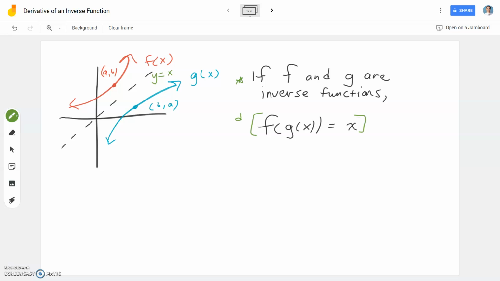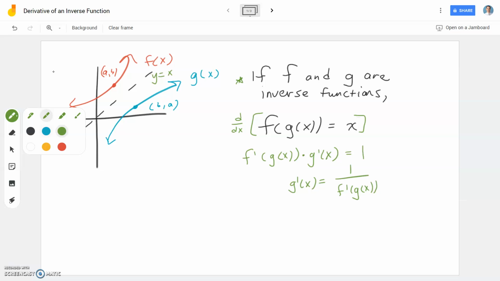I'm going to take the derivative of that equation with respect to x. The derivative of f of g of x is f prime of g of x times g prime of x. That's a chain rule application. And the derivative of x with respect to x is 1. And now I'm going to solve for the term g prime of x by doing division.